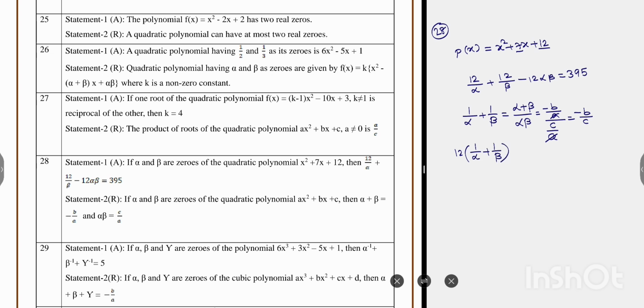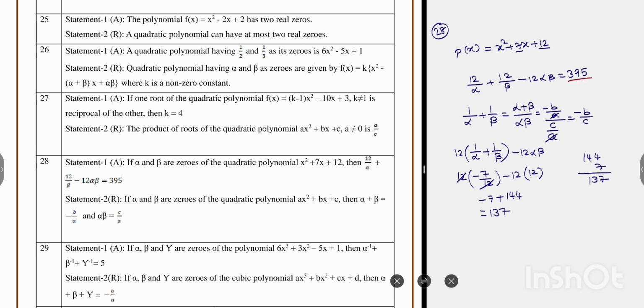Take 12 common, minus 12 alpha beta. So 12 of 1 by alpha plus 1 by beta we got minus 7 by 12, minus 12 into alpha beta, and alpha beta is c by a, which is 12 by 1, that is 12. So the 12 cancels: minus 7, minus into minus plus, 12 into 12 is 144. So we got 144 minus 7, which is 137. The result is 137, but the given result is 395.